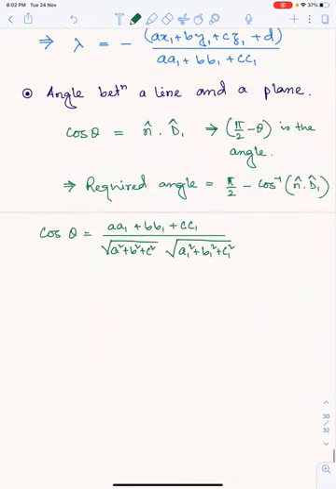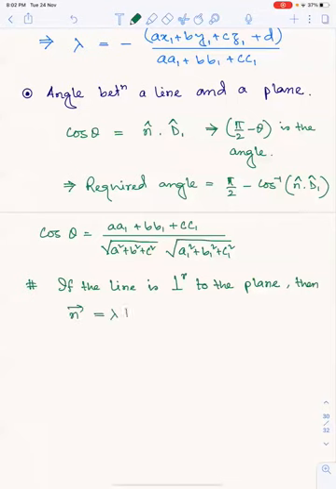But due to that, there will be a bit of change in the condition of perpendicularity. So if the line is perpendicular to the plane, then the n vector and d1 vector must be parallel, because if the line is perpendicular to the plane, then it is parallel to the outward normal, and hence we will get the condition A by a1 equals B by b1 equals C by c1.